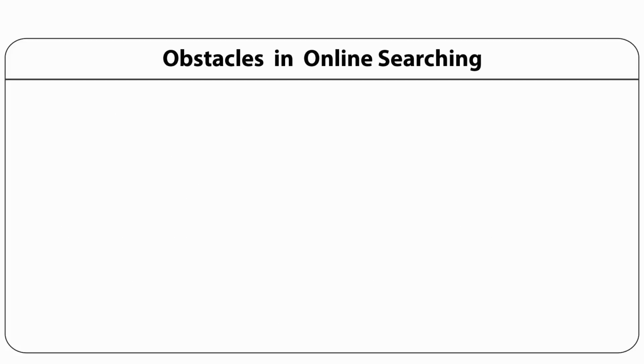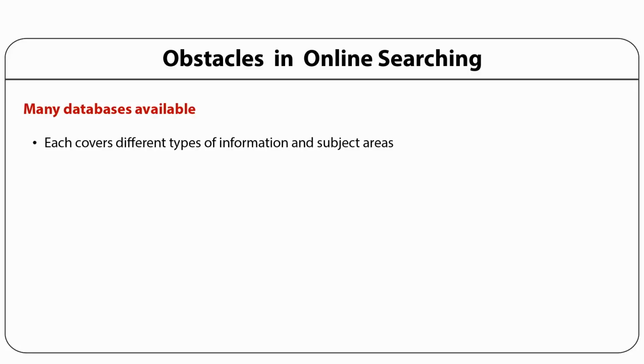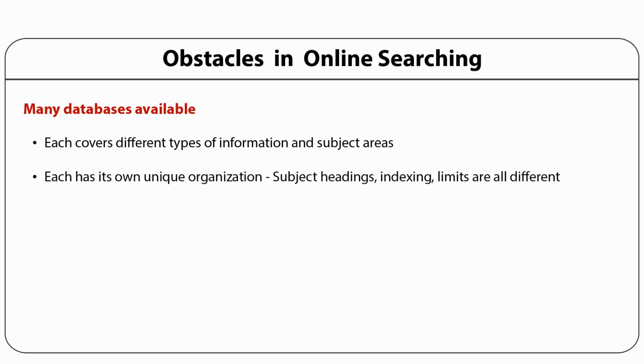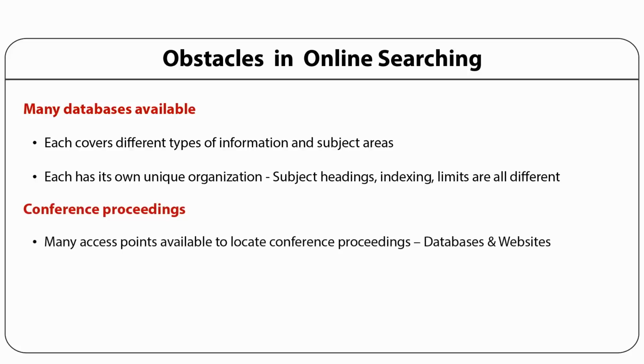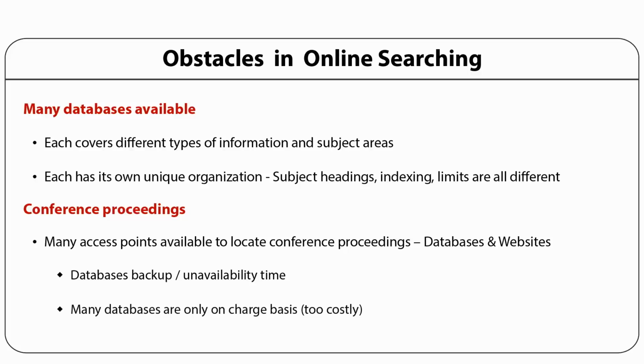What are the obstacles in online searching? Many databases are available, but each covers different types of information and subject areas. Each has its own unique organization in terms of subject headings, indexing, and limits, which are all different. Conference proceedings: there are many access points available to locate conference proceedings, databases and websites. Database backup and unavailability time. Many databases are only on a charge basis, which is too costly.